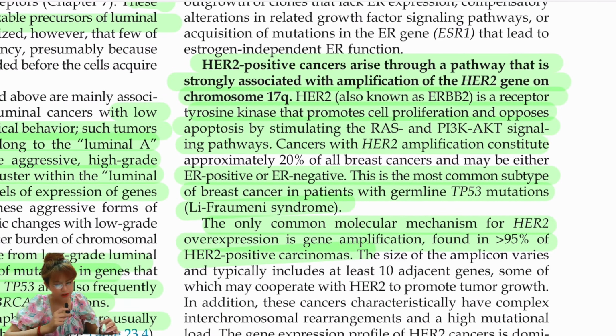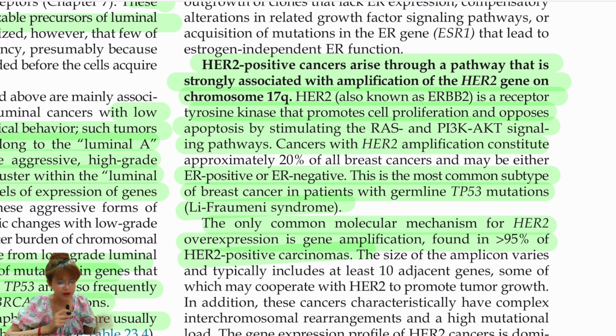This point I would like to mention: HER2 positive cancers arise through a pathway that is strongly associated with amplification of the HER2 gene on chromosome 17q. HER2, also known as ERBB2, is a receptor tyrosine kinase that promotes cell proliferation and opposes apoptosis by stimulating the RAS and the PI3K-AKT signal pathways, and the cancers with HER2 amplification constitute 20% of breast cancer. It may be ER positive or it may be ER negative.